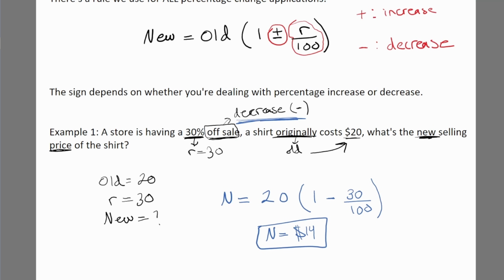I hope this was well understood. In all the cases, you always have 3 variables. You will know 2 of them, and the third one is the one you want to find. In this case, we knew the old and we knew the percentage, and all we needed to find was the new one.